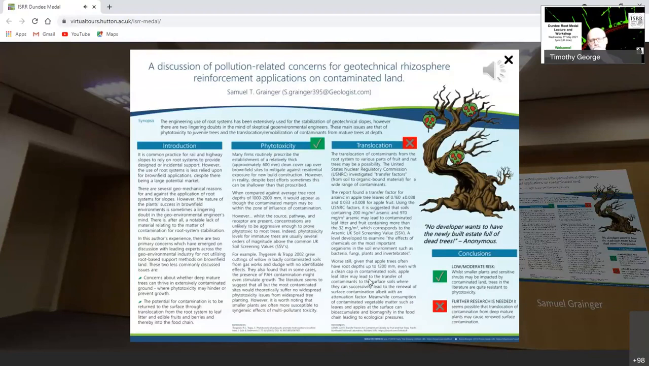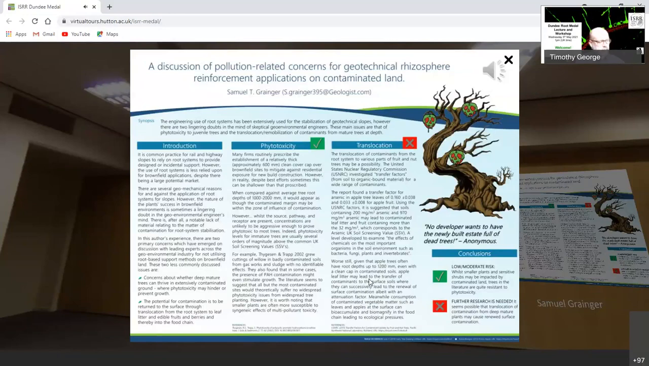However, uptake through the root systems, the plant's leaves and fruit seems to be a concern. The concentrations of arsenic of only 200 milligrams per kilogram might lead to leaf litters containing more than 32 milligrams of arsenic, coinciding with the soil guideline value, which was partially set due to plant uptake posing a risk for not only humans, but also important organisms in the soil environments.